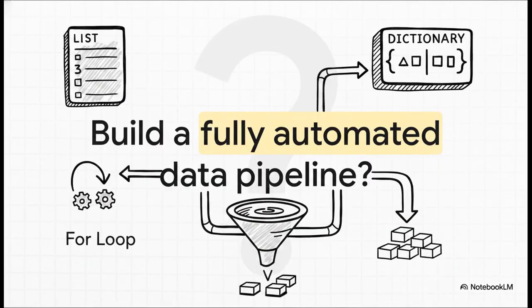So, I want to leave you with this final provocative question. You now possess the core building blocks of efficiency. You've got lists to hold massive amounts of data, for loops to tirelessly automate actions across that data, and dictionaries to organize complex attributes flawlessly. What happens when you combine all three of these powerful tools? You unlock the ability to build fully automated, intelligent data pipelines capable of processing the real world. The evolution of your coding efficiency starts right here. Keep building.